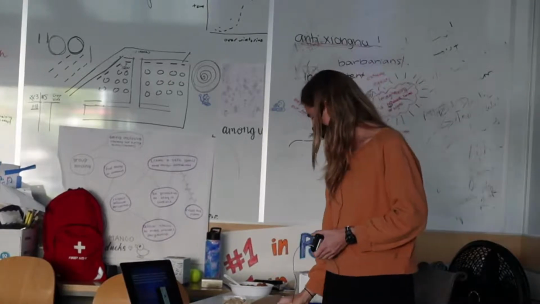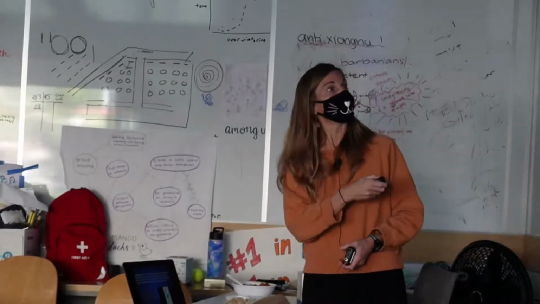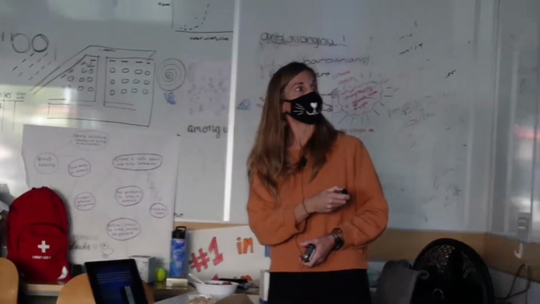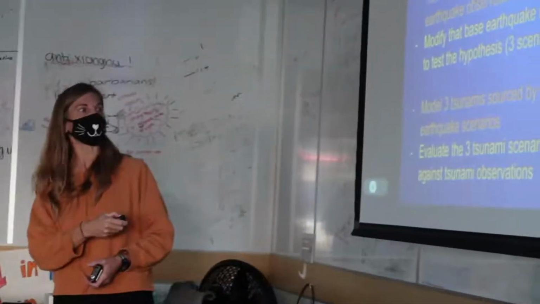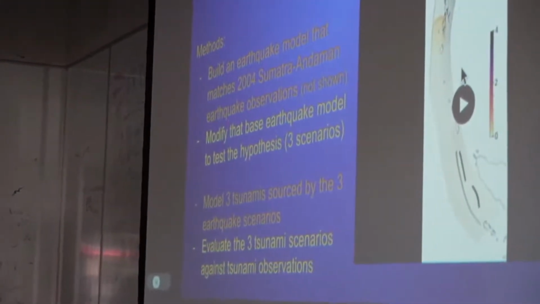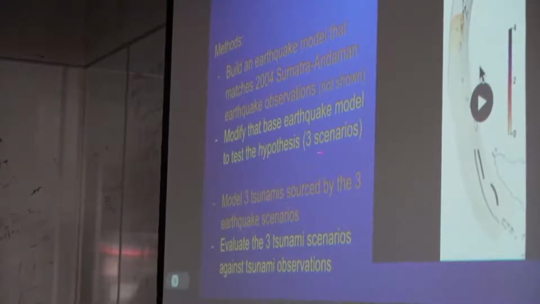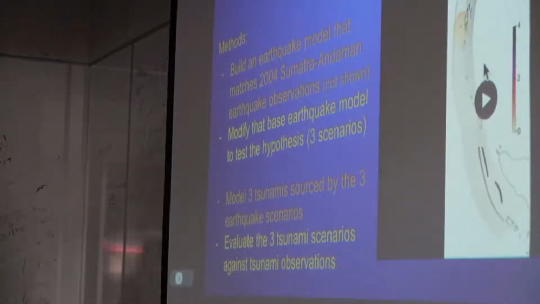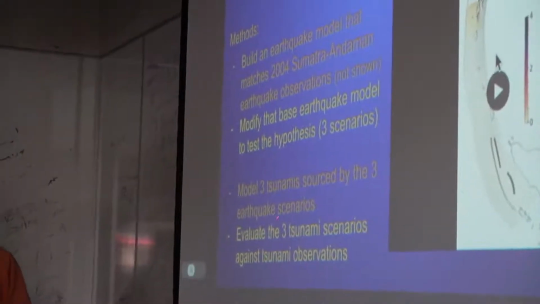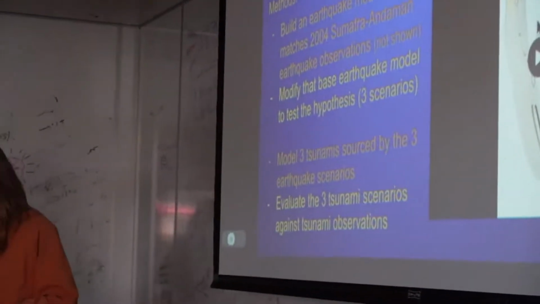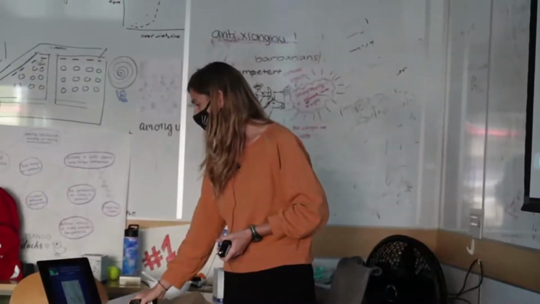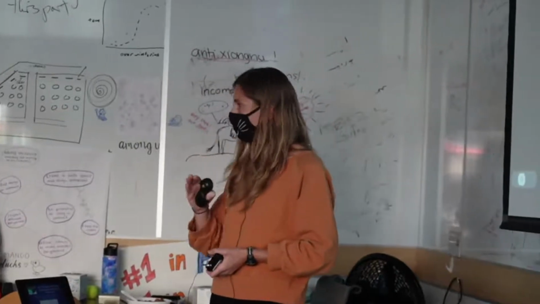So what were the methods? Build an earthquake model that matches Sumatra. Take that base model and modify it. So we've got three scenarios: one with strong sediments around the fault, one with weak sediments, and the base model. Then take those and use the output from those to model three tsunami scenarios, and evaluate that against data from the observations of the tsunami. I have three more slides.